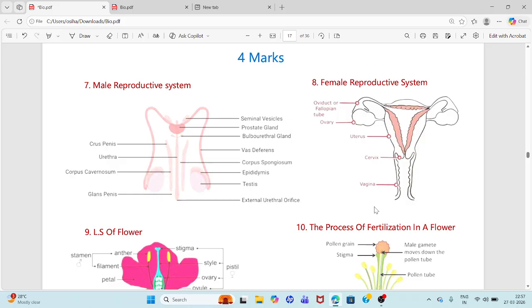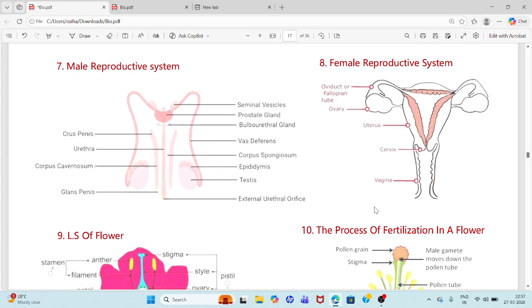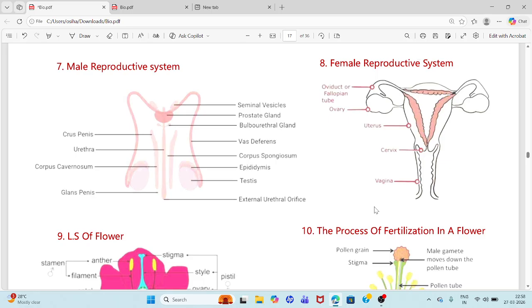Labeling is more important than drawing. You have to label properly. If you draw but you don't label it properly, it is unnecessary. You have to label the parts neatly. It's very important. Eighth question: female reproductive system.